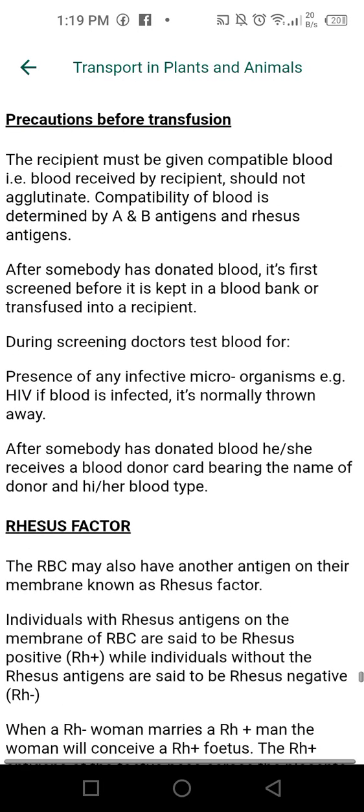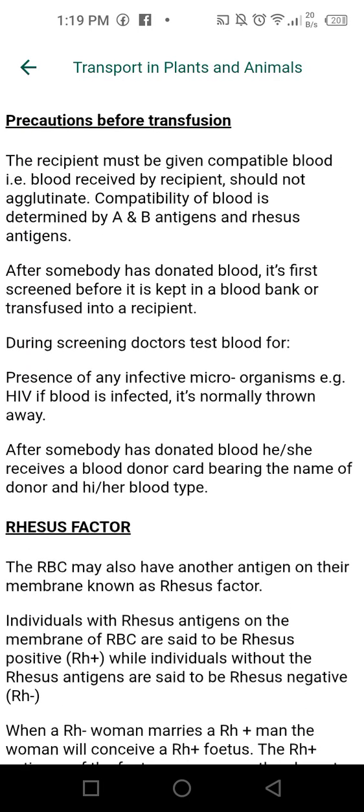Precautions before transfusion. The recipient must be given compatible blood, i.e. blood received by the recipient should not agglutinate. Compatibility of blood is determined by A and B antigens and rhesus antigens. After somebody has donated blood, it's first screened before it is kept in a blood bank or transfused into a recipient. During screening, doctors test blood for presence of any infective microorganisms, e.g. HIV. If blood is infected, it's normally thrown away. After somebody has donated blood, she receives a blood donor card bearing the name of the donor and her blood type.